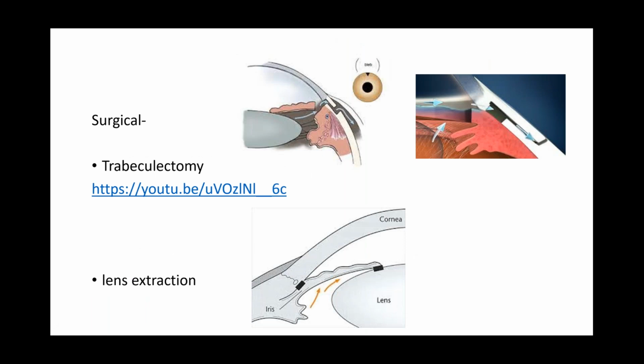Final management is surgical management. If the IOP is not controlled with iridotomy, and the pressures still remain high and lead to damage to the optic disc, then you need to go in for a surgical treatment, that is trabeculectomy. You see this is the sclera, this is the cornea, you have the lens, and these are the ciliary processes.